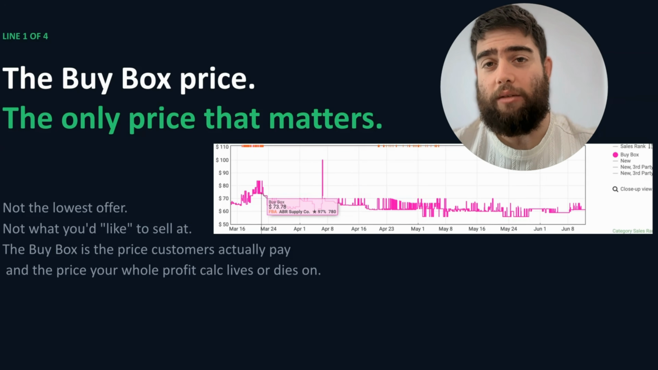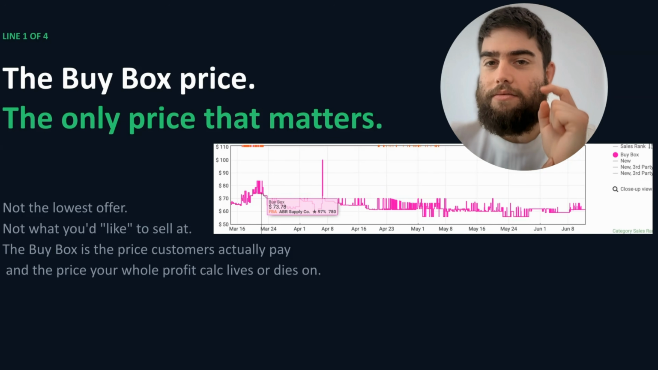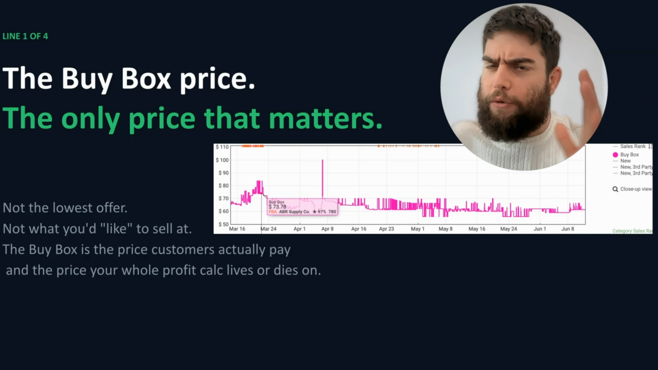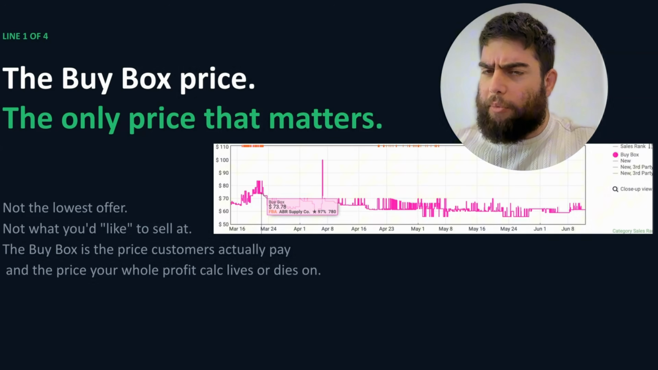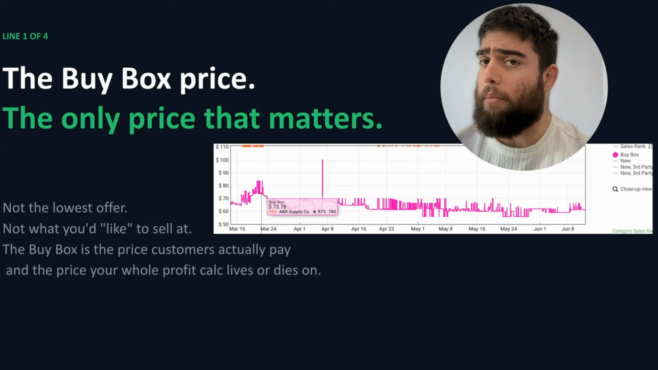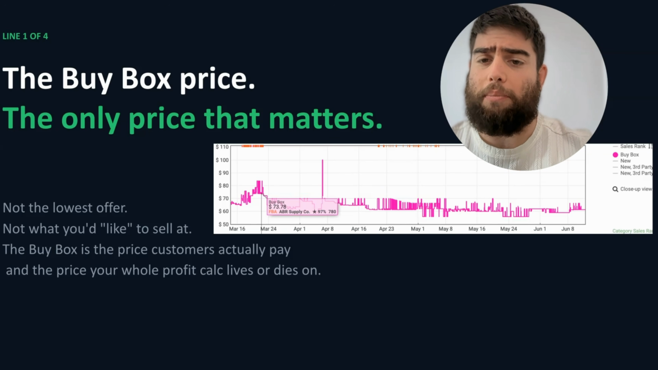So the first line, which is so important, it's the buy box price, not the lowest price, the buy box price. And what is the buy box, right? If you don't know, when you're on Amazon, you've shopped there before, you press buy now, add to cart, that's attributed to one seller. There could be more than one seller on the listing. So this buy box line tells us the price history.